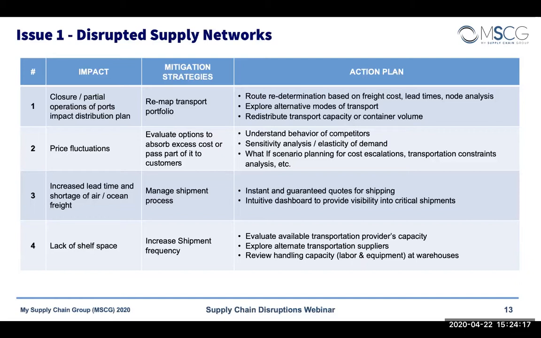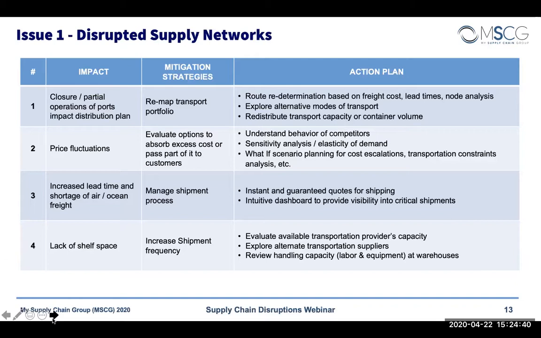Another example are price changes, where we're going to make proactive decisions about cost absorption, or being able to actually raise the price to the end customers. Being able to use scenario planning to make those decisions about that elasticity of demand and how to get that competitive advantage are really important.